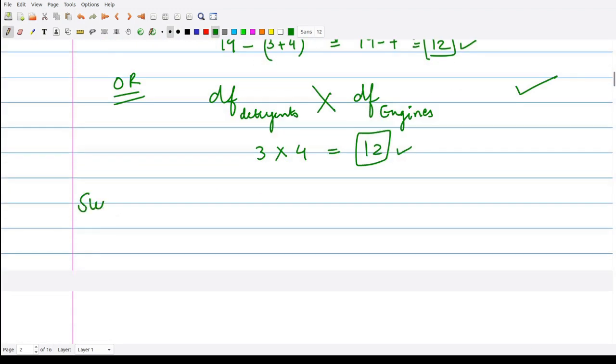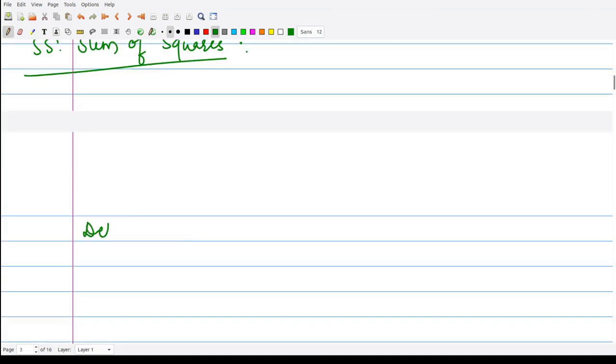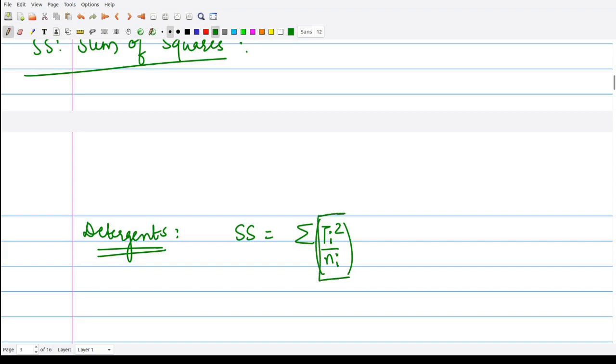So, sum of squares. We'll again go for individual cases. For detergents, first of all, we have to calculate SS, and the formula for calculating this SS is summation Ti square divided by Ni. Actually, this summation is over the term Ti square upon Ni. That means you'll write these terms for each of the components, and then you subtract C from here.